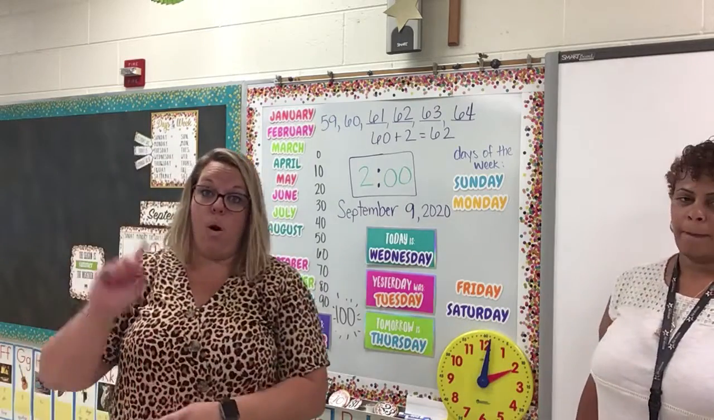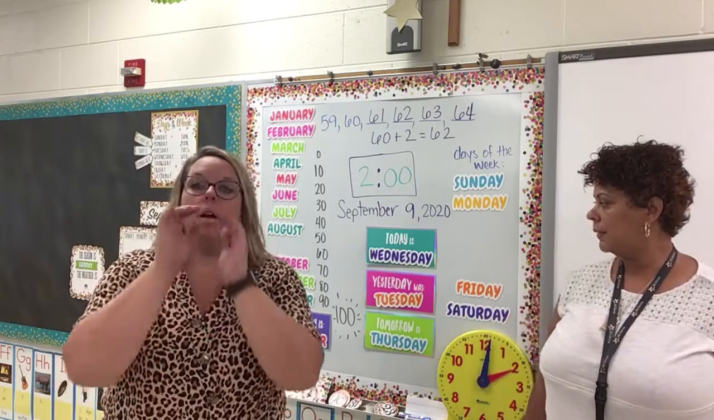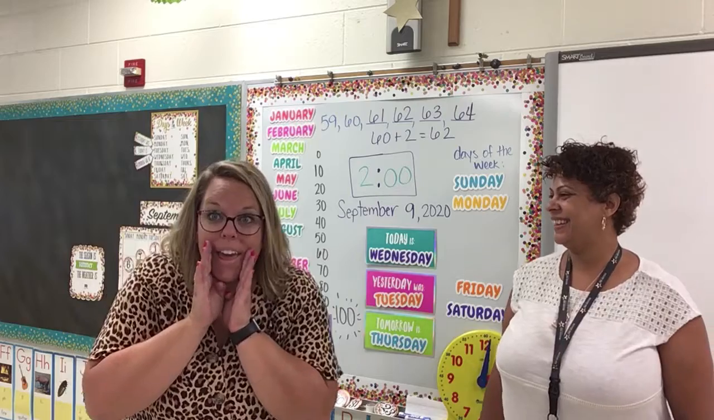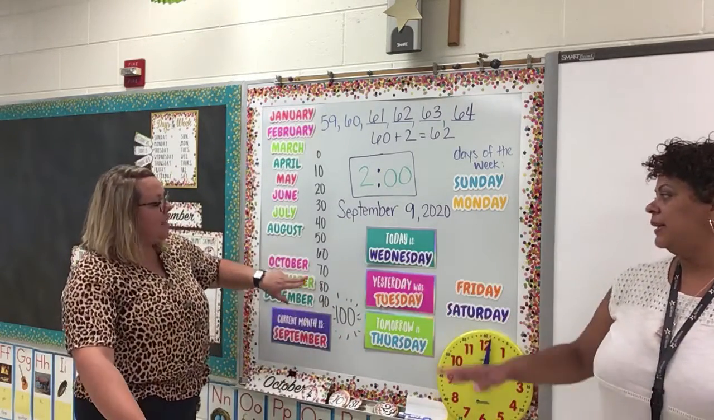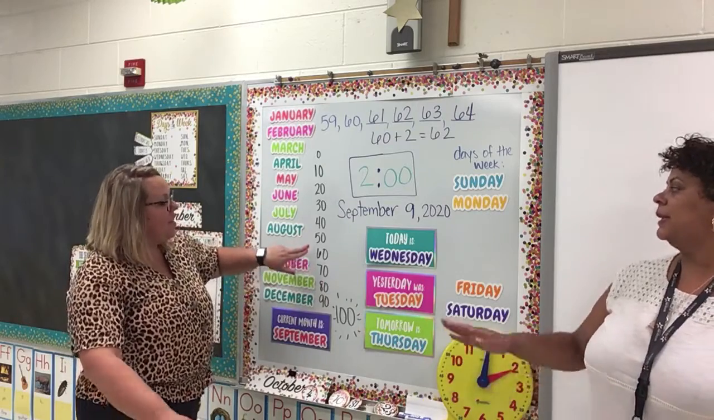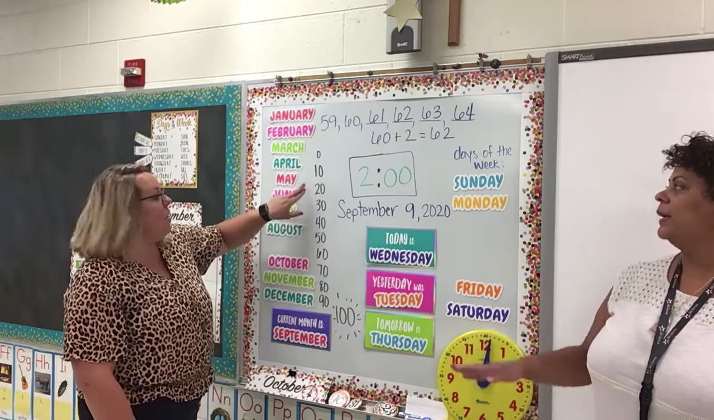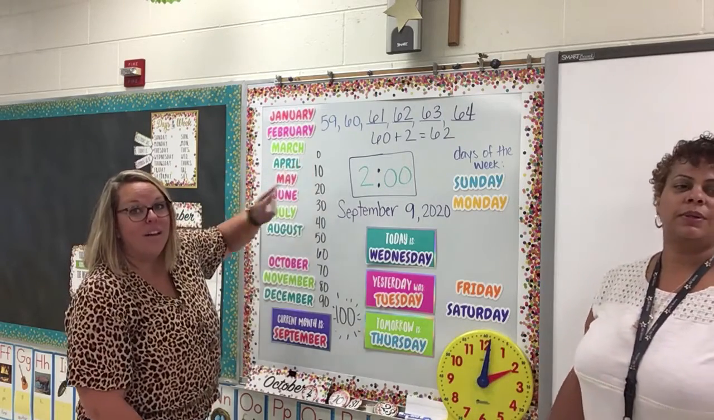And let's practice one time, starting at 100 and going back to 0. We're gonna start really loud. Okay, here we go. 100, 90, 80, 70, 60, 50, 40, 30, 20, 10, 0. Great job, first grade. Let's finish out with our months of the year.